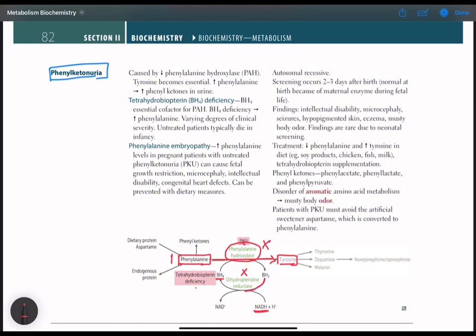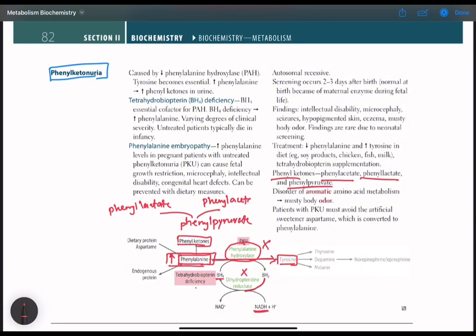Now, what happens when phenylalanine cannot be converted into tyrosine? We will have high levels of phenylalanine. So, by an alternative pathway, phenylalanine is converted into phenylketones. First of all, it is converted into phenyl pyruvate, and phenyl pyruvate is converted into phenyl lactate as well as phenyl acetate. So this was about phenylketones.